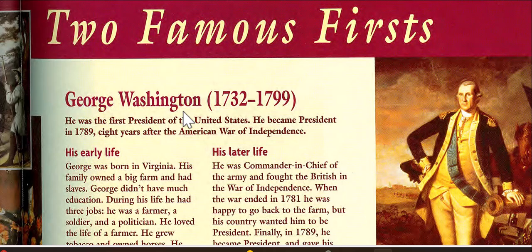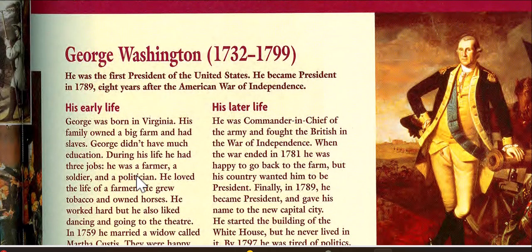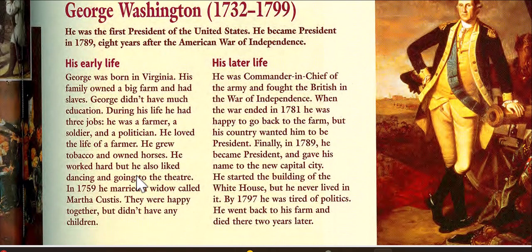George Washington, 1732 to 1799. He was the first president of the United States. He became president in 1789, 8 years after the American War of Independence. His early life: George was born in Virginia. His family owned a big farm and had slaves. George didn't have much education. During his life, he had three jobs. He was a farmer, a soldier, and a politician.